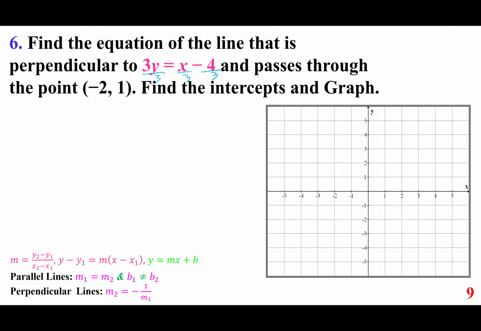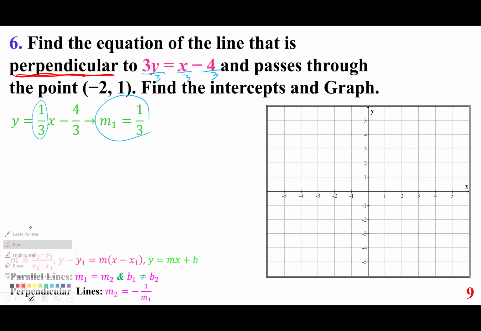Divide everything by 3. We get y equals 1/3 x minus 4/3, and therefore the slope for the given line is 1/3. The one we need is perpendicular to that. As you know, if two lines are parallel, they have equal slopes. Perpendicular would be the negative reciprocal. So the reciprocal is 3 and make it negative. So m2 is negative 3.